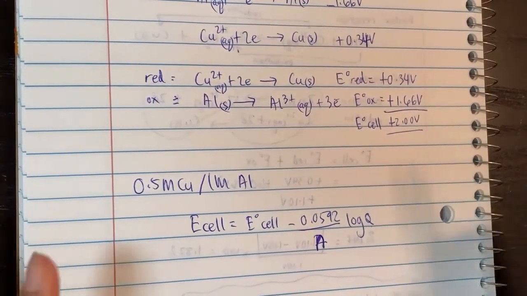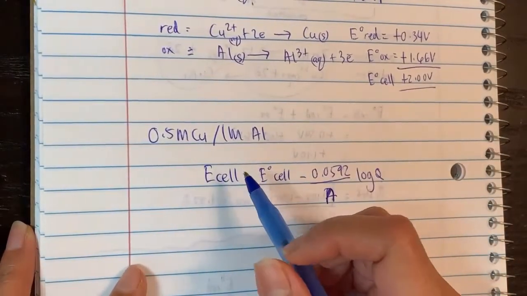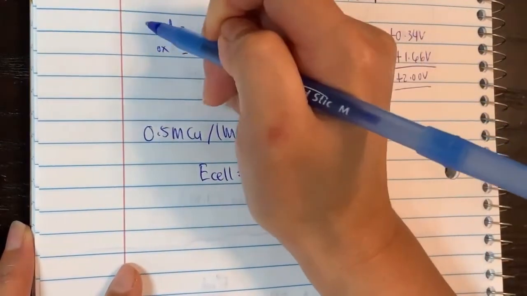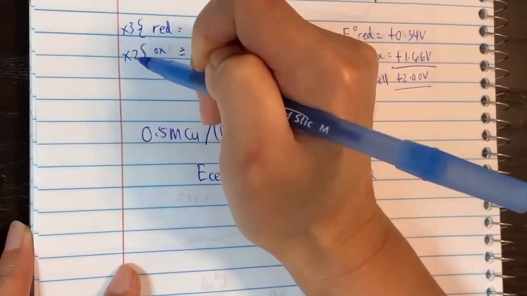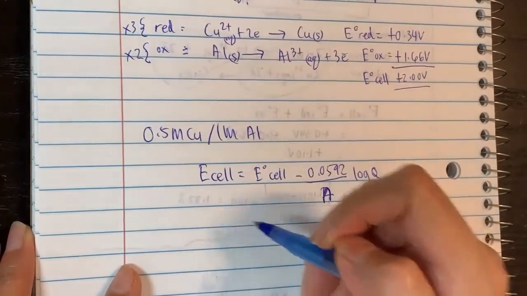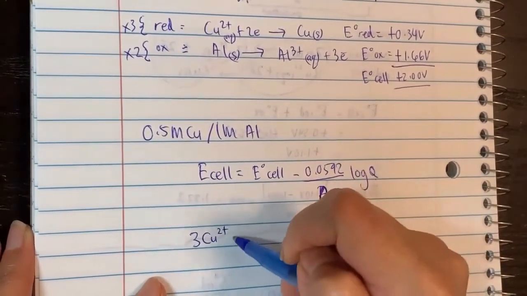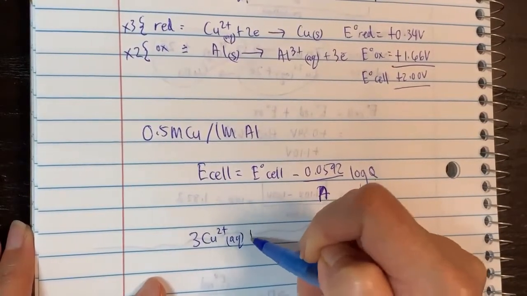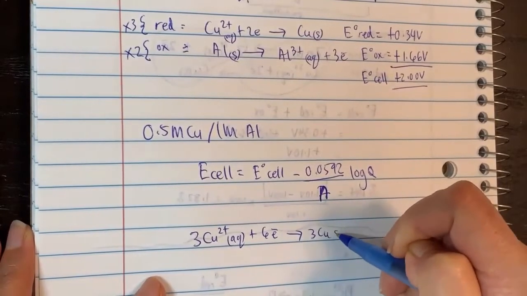So I'm going to rewrite it, okay? The copper reduction is going to be multiplied by 3. This one will be by 2, right? So let's go ahead and write that. So I'll get 3 Cu2+ plus 6 electrons goes to 3 copper solid.